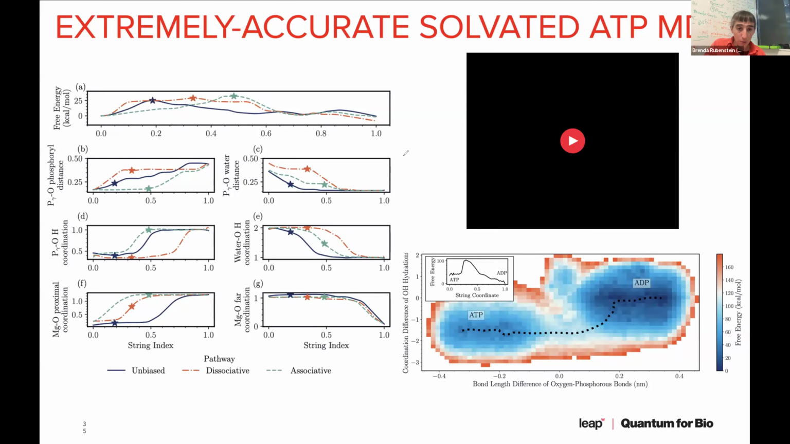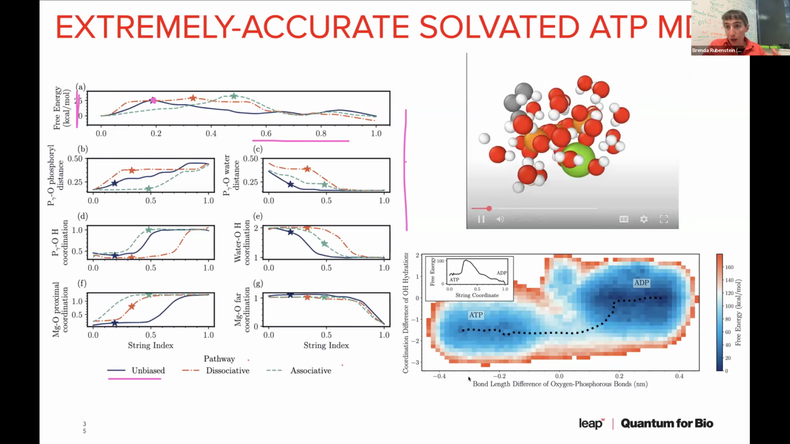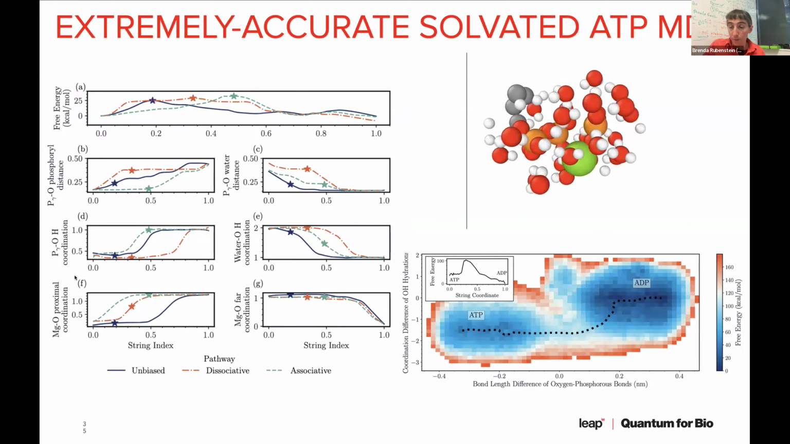So if I look at these figures here, I can look at the barriers. This is the free energy as a function of the reaction coordinate. And we can see that this curve here has the lowest free energy barrier. We call that the unbiased pathway. It turns out to be what we call a concerted pathway, halfway between the dissociative and associative pathway. So for the first time using these kinds of force fields, we can actually see this reaction occur, and we can resolve the free energy surfaces to really high degrees of accuracy.